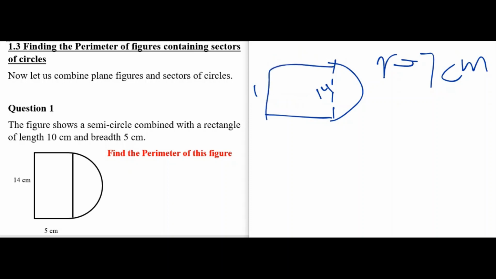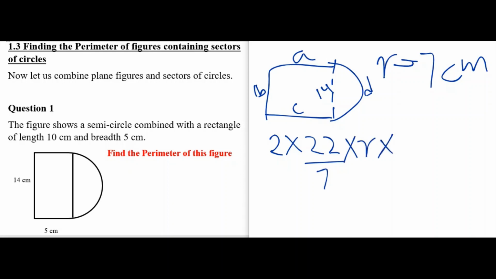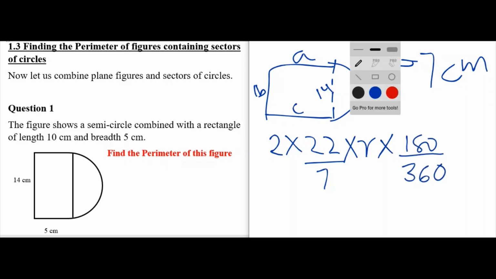Okay, so I'm going to name this as A, this as B, this as C, and this as, let's say, D. So D is the arc length, A and C we know, B also we know. So let's calculate. First let's find the arc length. To find the arc length, we use 2 pi r into theta over 360. So I hope by now you know what I am doing.